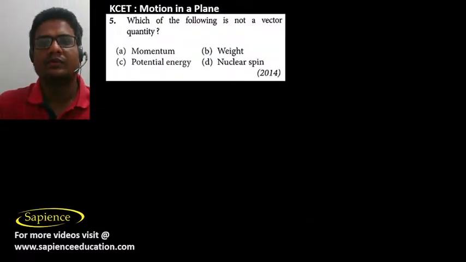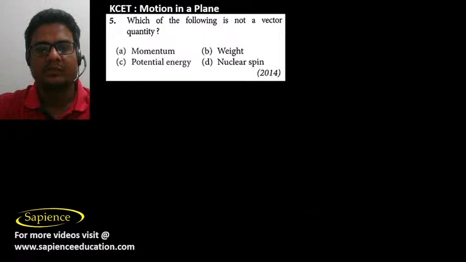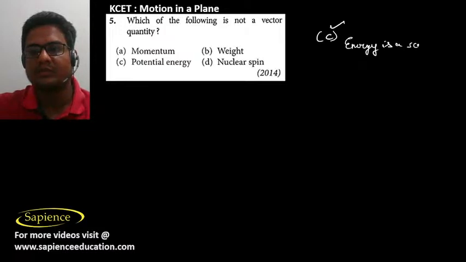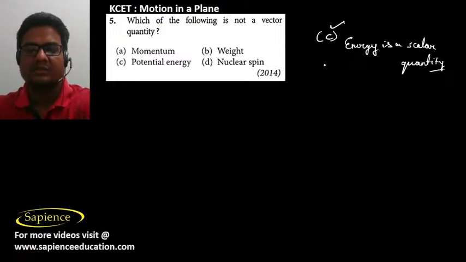Then which of the following is not a vector quantity? Momentum is a vector, weight is a vector since it is the gravitational force of the earth, potential energy is a scalar, and nuclear spin is a vector quantity. So option C is the correct answer, since energy is a scalar quantity. Any form of energy is a scalar quantity. It is not a vector. So option C is the correct answer.